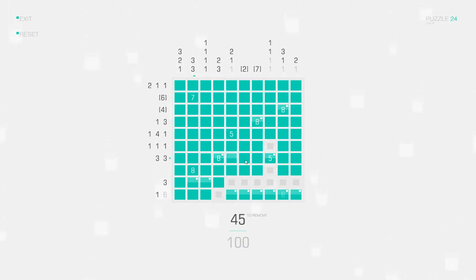Here in this row we have 3 and 3. This could be 1, 2, 3, so it cannot go here. Can't go the other way as well.